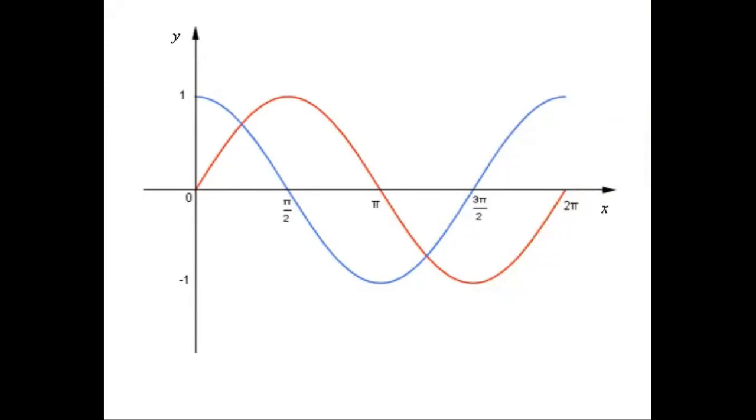Now looking at the blue graph, it looks awfully familiar. And indeed, this is the cosine function. So it turns out that the derivative of sine of x is actually cosine of x. Pretty neat, huh?